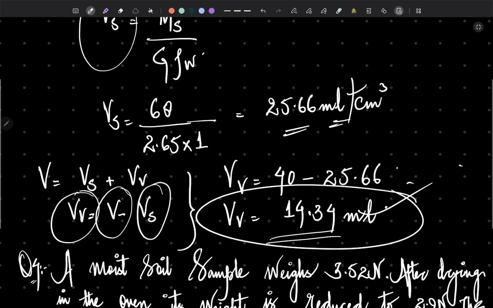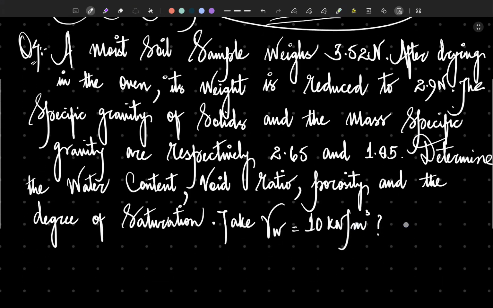All right, moving on to the next one. Question is a moist soil sample. We have to be very careful with what the question asks us. Sometimes it gives us the densities of moist soil. Sometimes it relates with the dry densities, and it says that the sample of dry soil weighs this much.